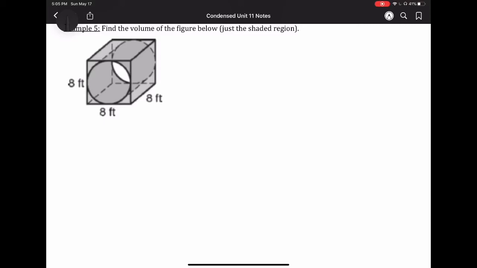Example 5 says to find the volume of the figure below, but just the shaded region. In order to solve a problem like this, you actually have to recognize that you have two figures. You have a cylinder and you have a rectangular prism. You have to find the volume of both pieces and then subtract them in order to find the shaded volume.